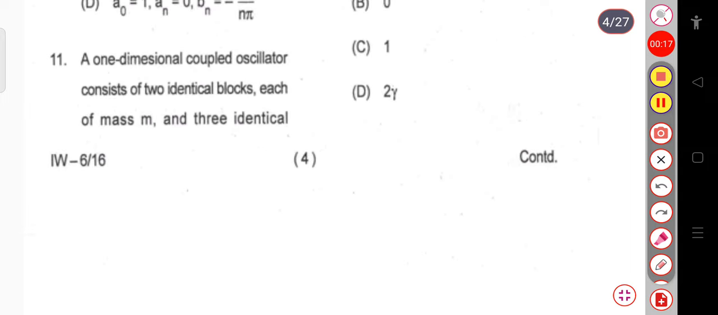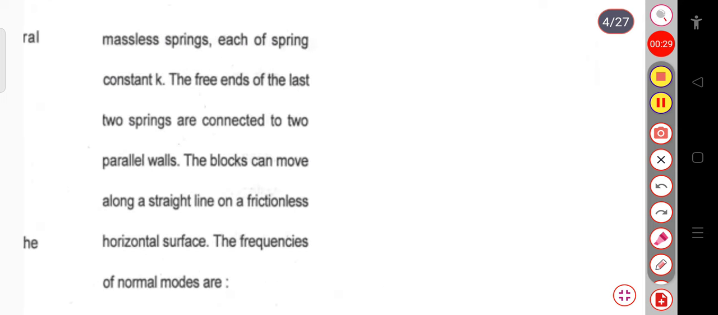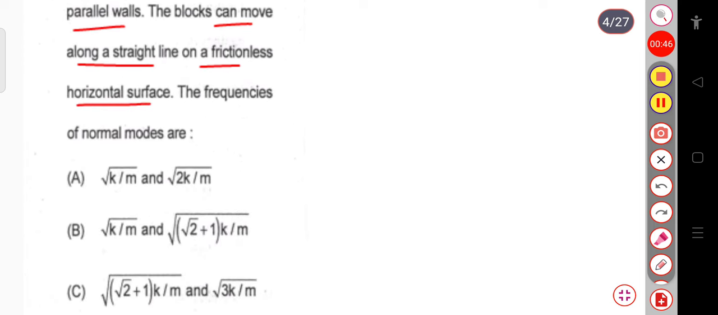The question is, a one-dimensional coupled oscillator consists of two identical blocks, each of mass m, and three identical massless springs, each of spring constant k, and the free ends of the last two springs are connected to two parallel walls, and the blocks can move along a straight line on a frictionless horizontal surface. Then the question is the frequencies of the normal mode. You have to calculate what the frequencies of the normal mode are.